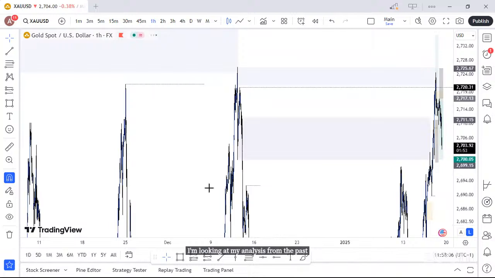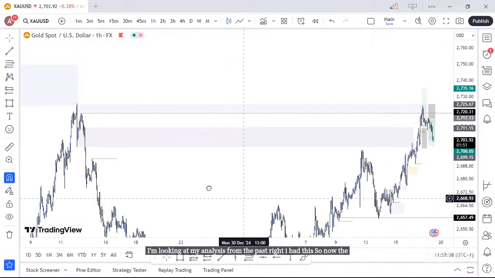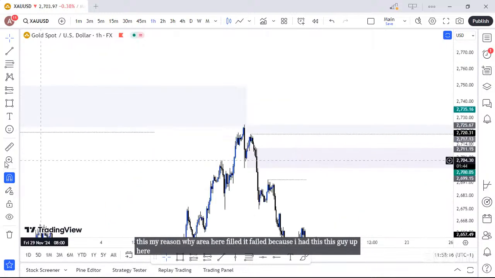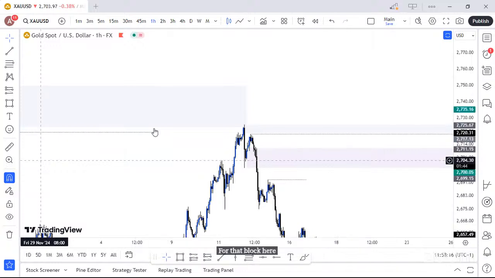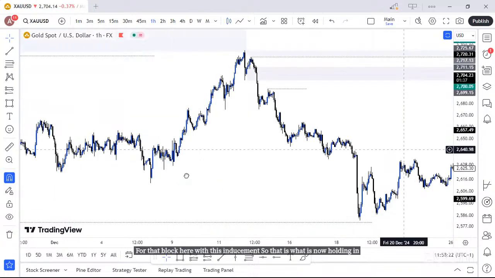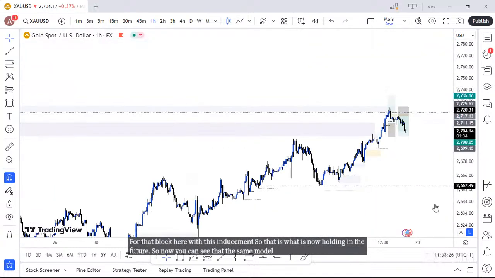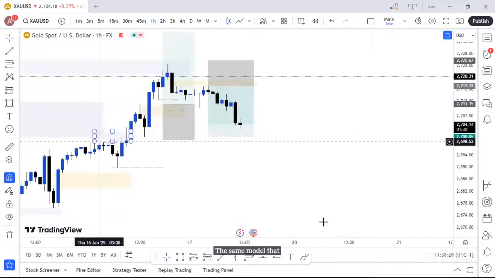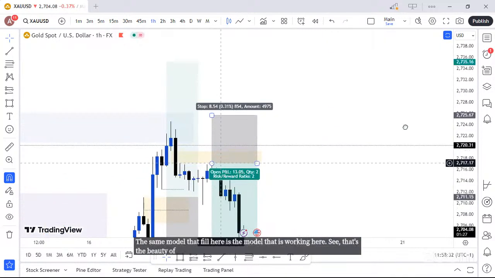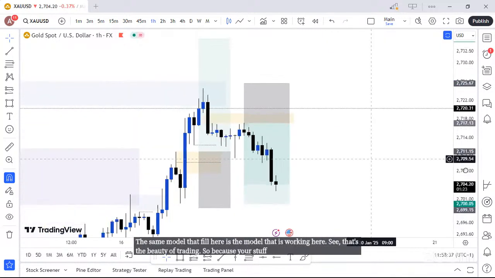So the reason why my area here failed is because I had this guy up here. You can see this very tidy order block here with this inducement. So that is what is now holding in the future. You can see that the same model that failed here is the model that is working here. That's the beauty of trading. Because your stuff failed today does not mean it will not work out tomorrow.